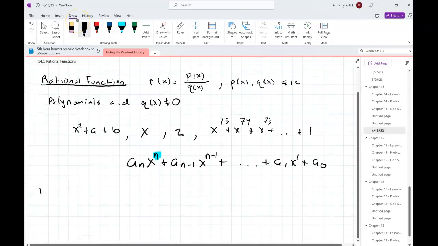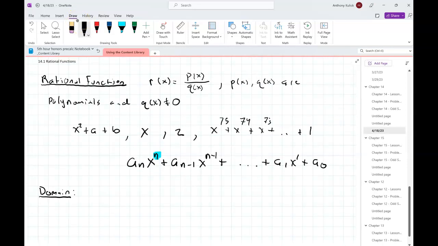The first thing we want to talk about is domains. So let's say we have the rational function x plus 4 over 2x minus 1. Now remember, a domain is like the set of x values that map to a specific y value, right? So they're like acceptable x's that you could plug in and still get a number back.